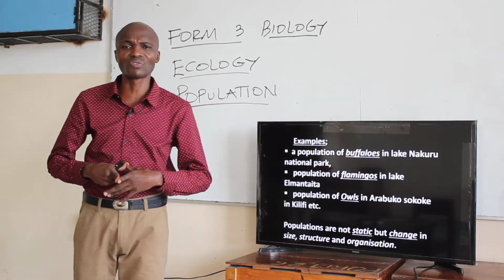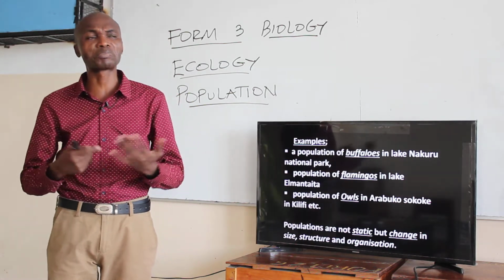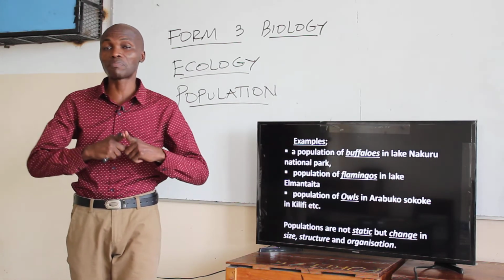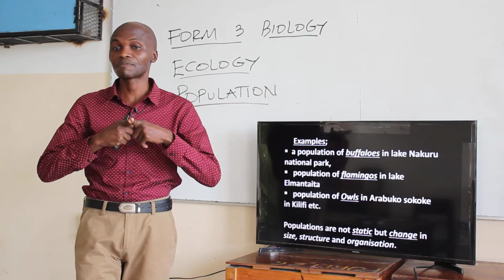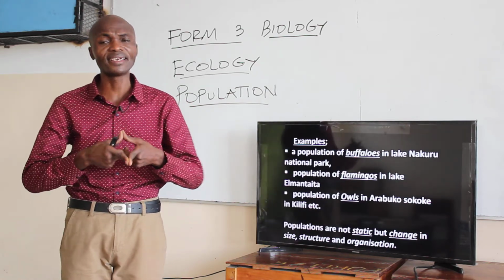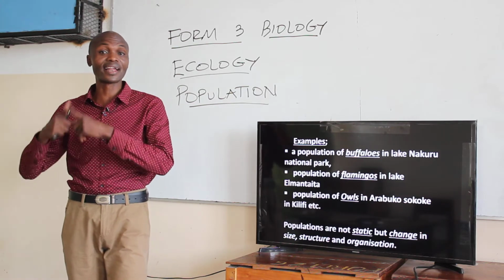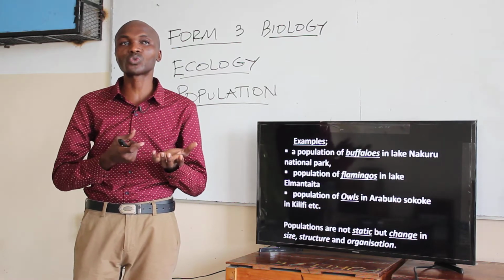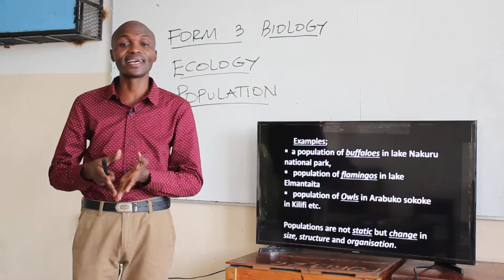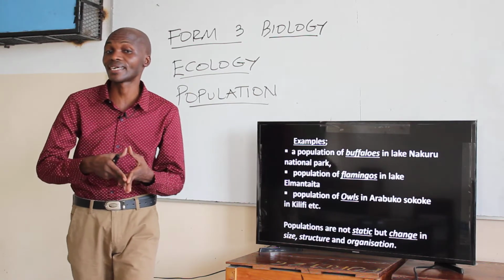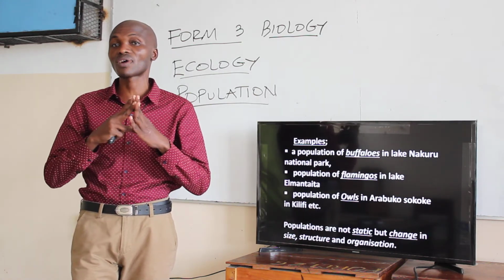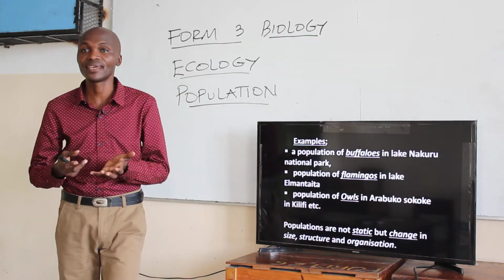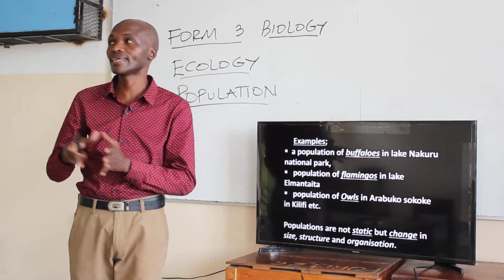Now, there are different examples of a population. For example, you can count the population of buffaloes, let's say in Lake Nakuru National Park. Bear in mind, these are buffaloes, a specific species, their total number, how many are they, in a given locality, like Lake Nakuru National Park. We can take another example. You may also want to count the number of flamingos, very popular again in Lake Nakuru and Lake Elmenteita. Looking at this population of flamingos, these are birds, pink in color, and we need to estimate how many are they in a particular locality, again, at a given time.